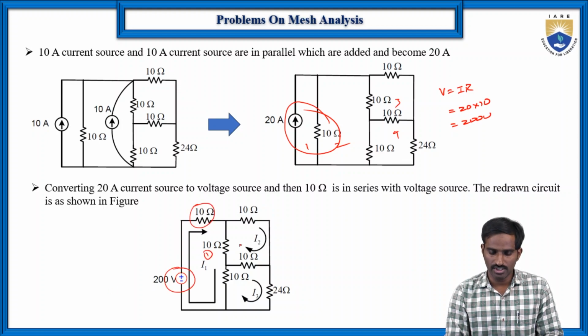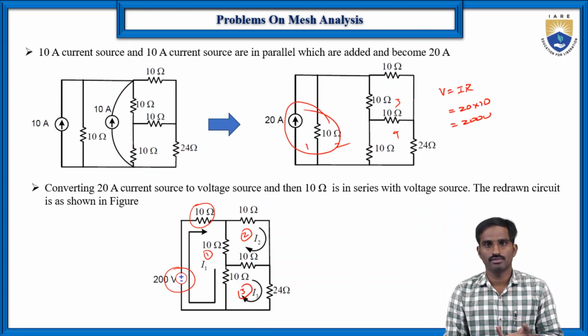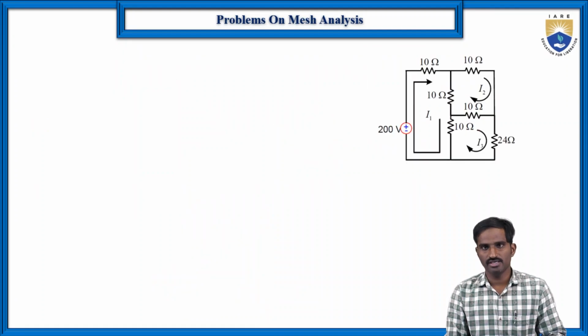Now we have only 3 loops, 1, 2, 3. So now we can apply the same procedure as in the previous case, and then you can find the current flowing through each loop. So let us write the equations.